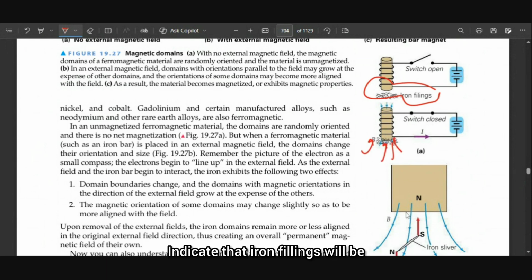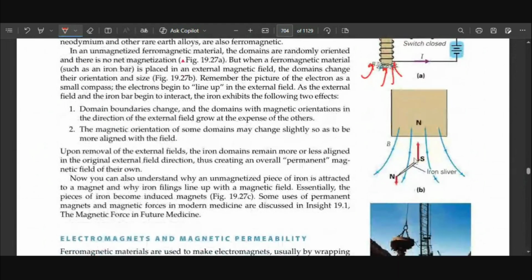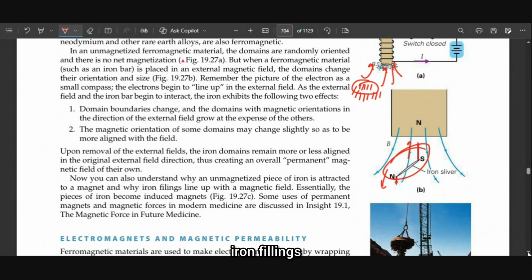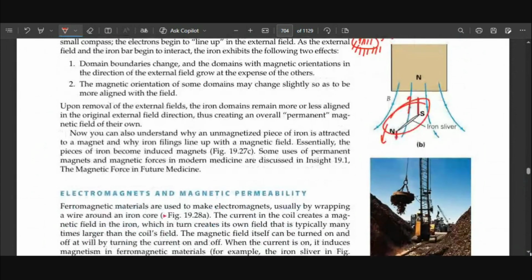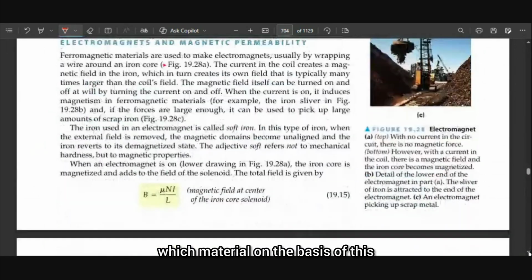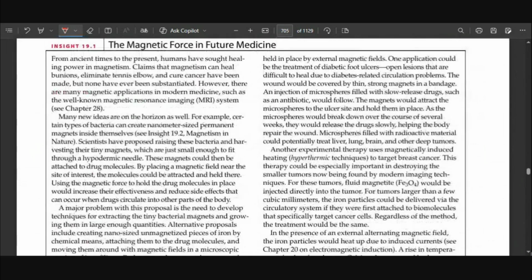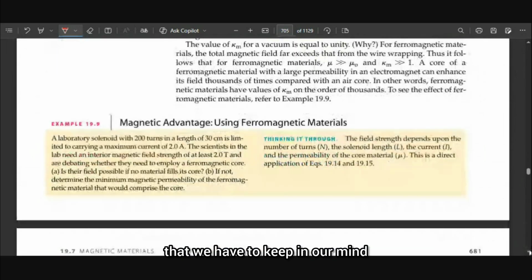What does it indicate? It indicates that iron fillings will be getting some force in the upward direction. South pole will be attracted to us, north pole will be repulsive. So that is the reason we saw that they are attached in the form of spikes to the surface, and that's all because of this south and north pole development of the iron fillings. So that is another example of how we can distinguish the material on the basis of this. Whatever the case, the field because of the solenoid is calculated by mu naught Ni over L. So these were the relations that we have to keep in our mind.